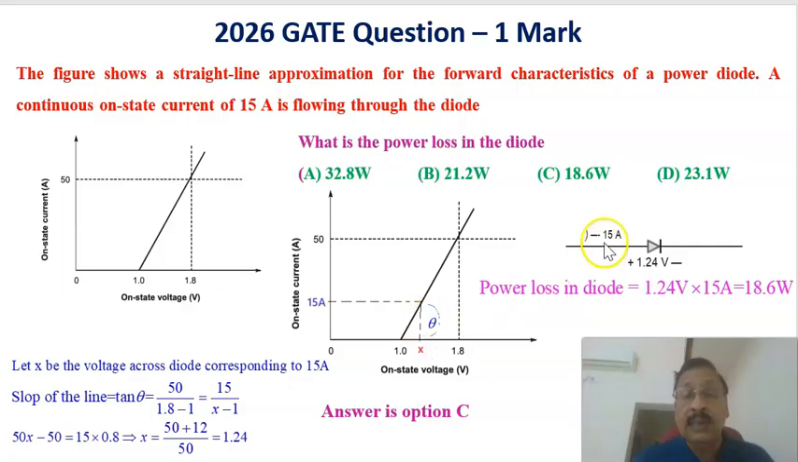Therefore when 15 amperes is flowing through this power diode, the voltage drop across the diode, which is X, is equal to 1.24 volt. Therefore the power loss in the diode is equal to the current flowing through the diode, 15 amperes, into the voltage drop across the diode, which is 1.24. 1.24 into 15 is equal to 18.6 watts. Therefore the answer is option C.